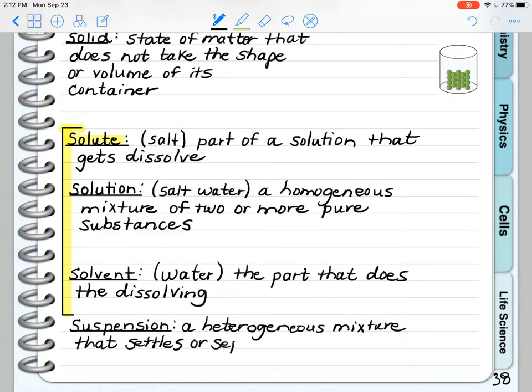I canned some tomato juice just the other day. The most beautiful red juice that I've ever seen. And I took it out, I set it on the table to cool, and the next morning when I came through, all of the red part was at the bottom, and the water from the juice was at the top, because it had separated as it cooled. That is a suspension. It separates on its own. It doesn't need help from me.